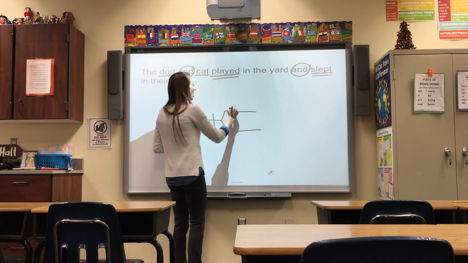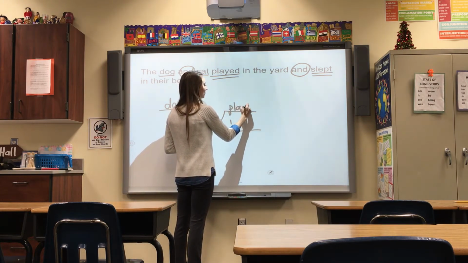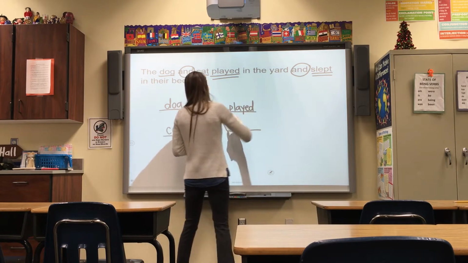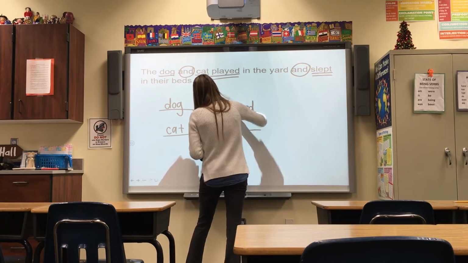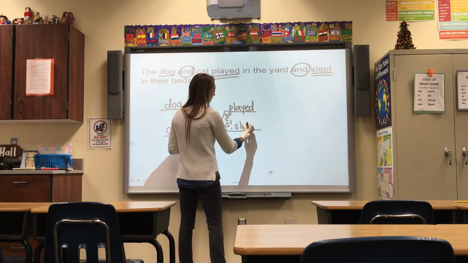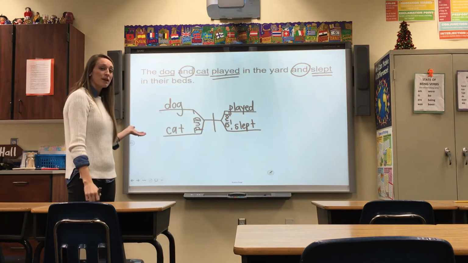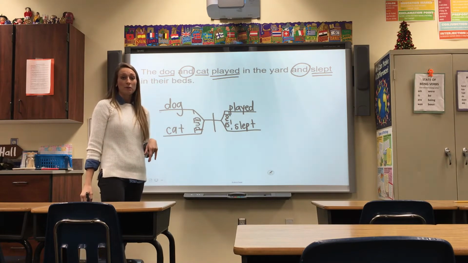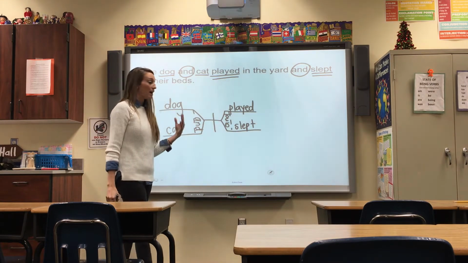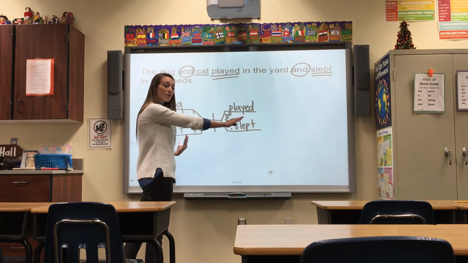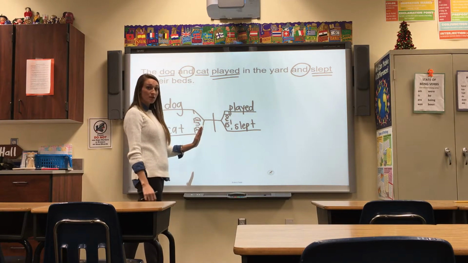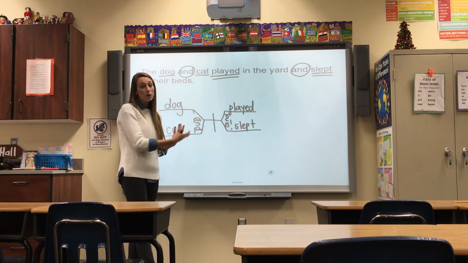My verbs are played, connected by the word and. Slept is my second verb. That's how I diagram a sentence with a compound subject and a compound verb. Now, like I said before, you could have just a compound subject and a single verb. You could have a single subject with a compound verb, or both.